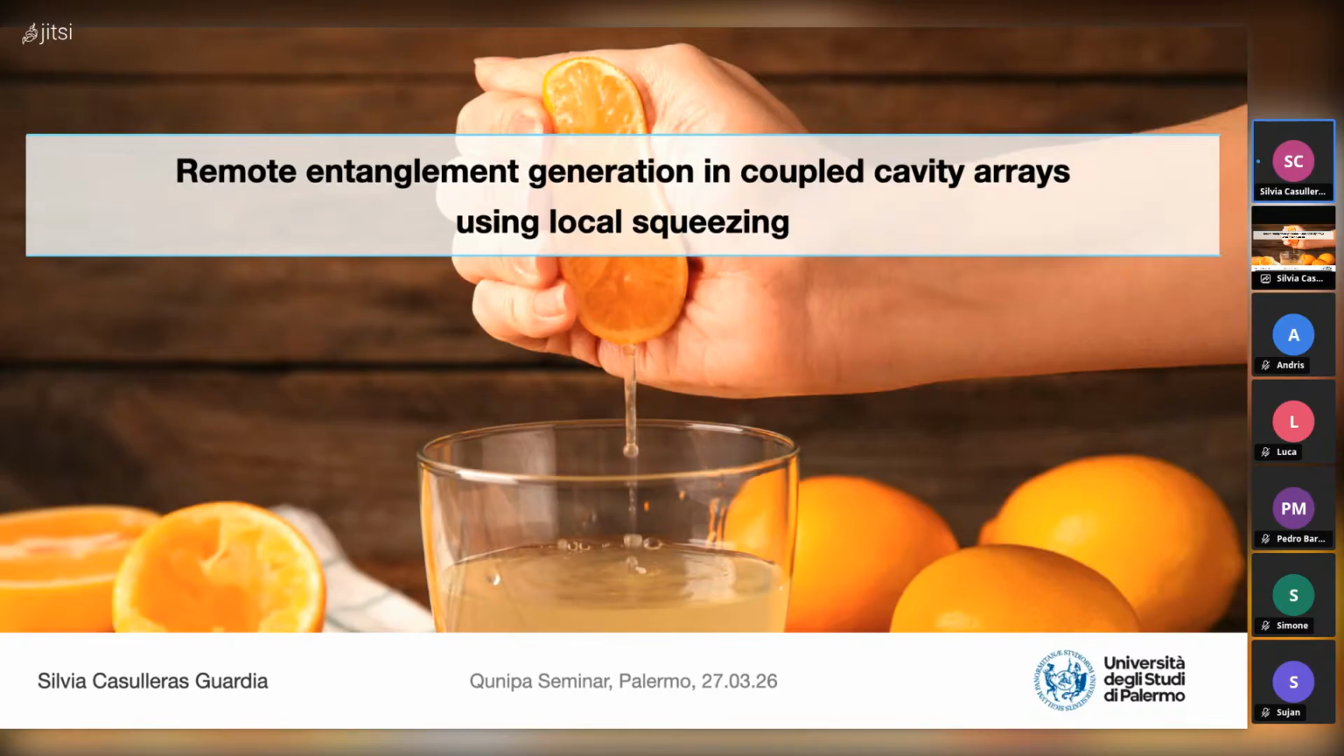I wanted to put this image to give a bit the message, which is what we can do in these kind of systems when we have squeezing in here. So I think maybe this is the part that will be a bit new for you, that we have not heard before.